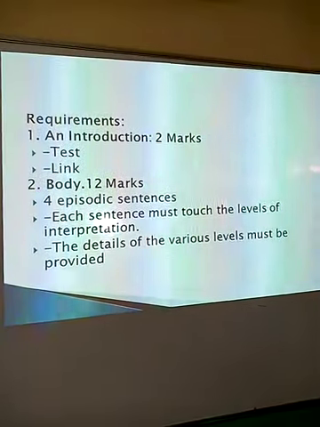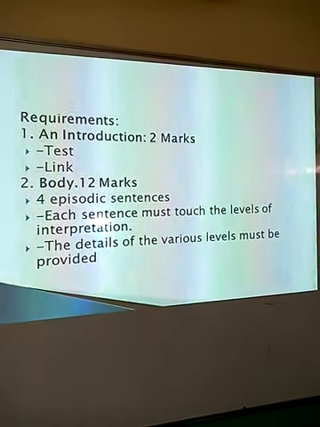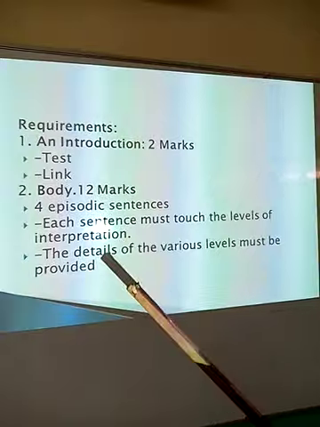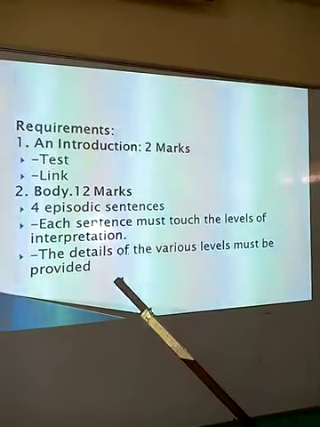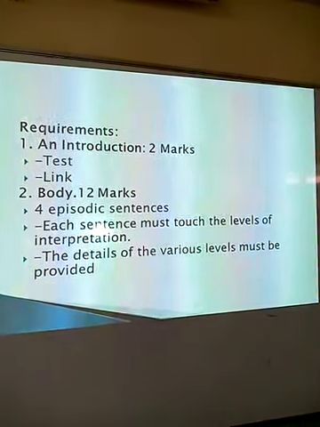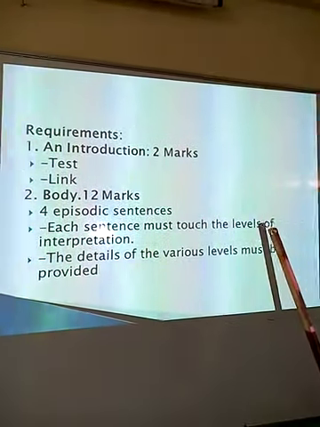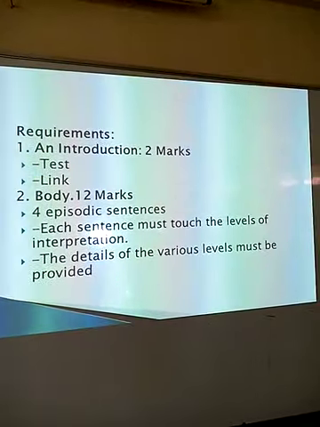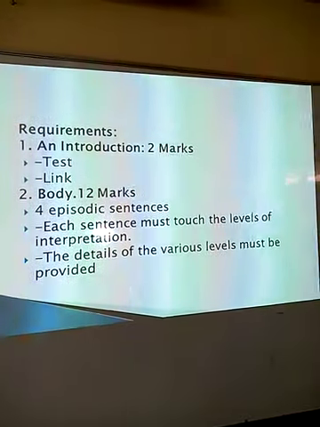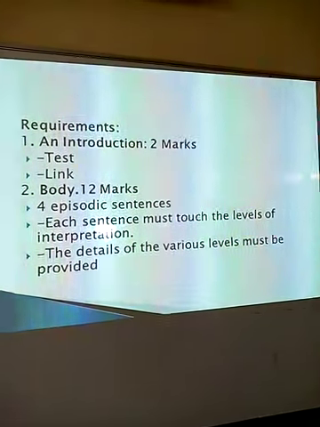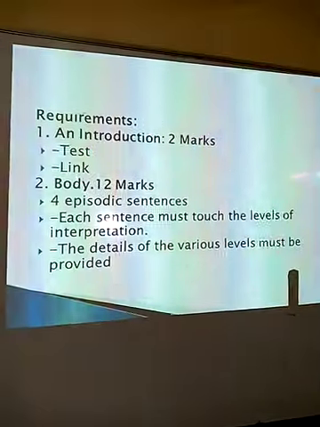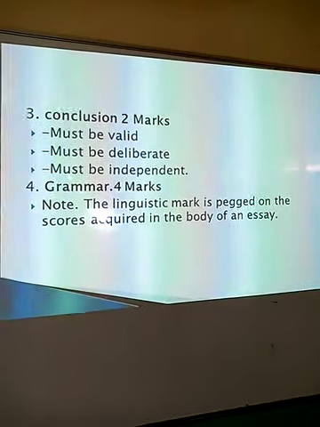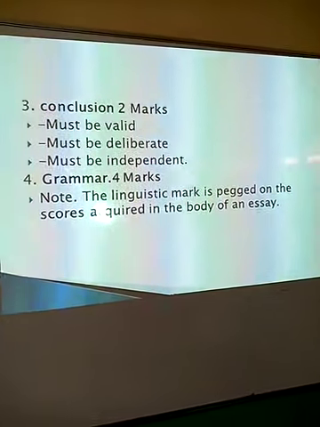One, a good essay must have an introduction, which will fetch 2 marks. The thesis must come out in that introduction and the link. Then we'll have the body, again 12 marks, 4 episodic sentences. Let us remember that each sentence must touch the levels of interpretation, and the details of the various levels must be provided. Now, when we talk about the levels of interpretation, in most cases, standard questions are said to be 2-tier. That means that it has 2 parts, and the 2 parts must come out. Now, each and every paragraph, episodic sentence will fetch 3 marks.